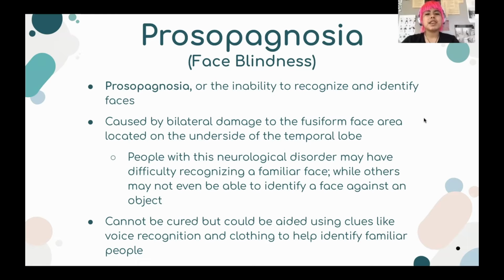This disorder is caused by bilateral damage to the fusiform face area, which is located on the underside of the temporal lobe. Prosopagnosia differs in severity, as some people with the disorder may have difficulty recognizing a familiar face, while others may not be able to even distinguish between a face and an object. Prosopagnosia cannot be cured, but it could be aided by voice recognition technology and using clothing as clues to help identify familiar people. Did you know that famous neurologist Oliver Sacks had prosopagnosia?